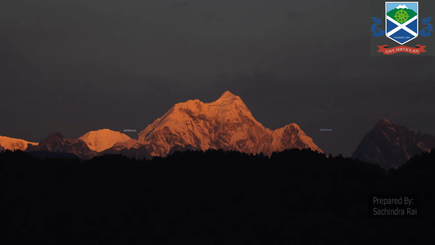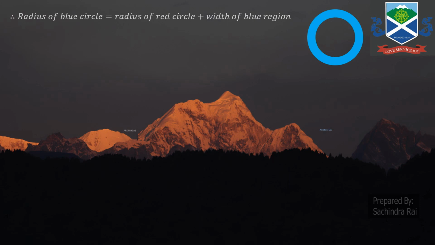Now we need to find out the area of the blue region or the blue ring. Before that, we need to find out the radius of the blue circle, which is given by the radius of the red circle plus the width of the region. By putting the value of the radius of the red circle, that is 21, and that of the blue region width, 10.5, when we add them together, we get 31.5 centimeter.